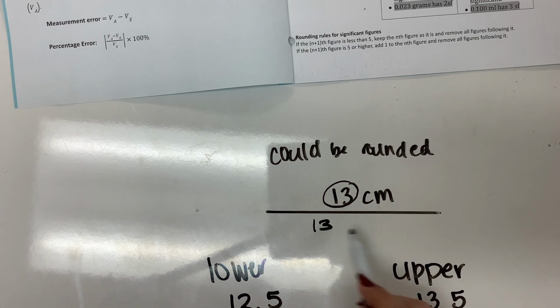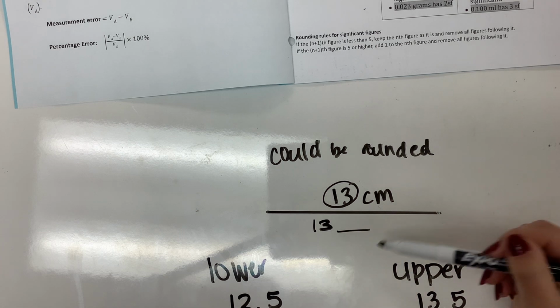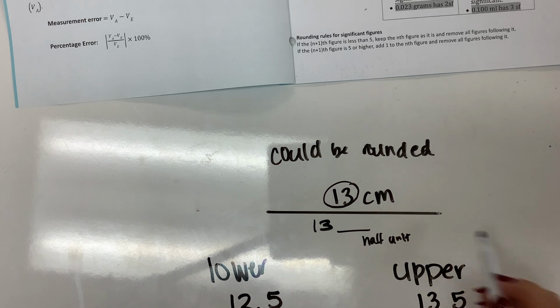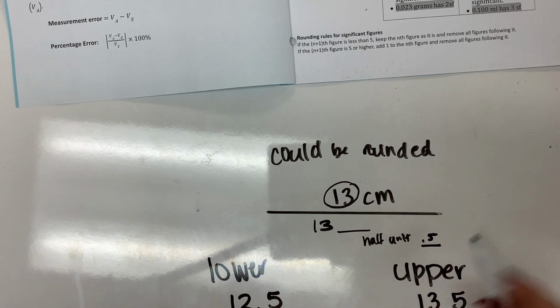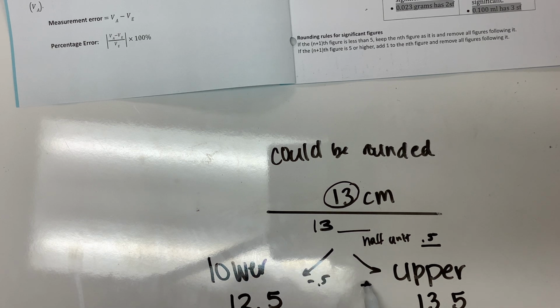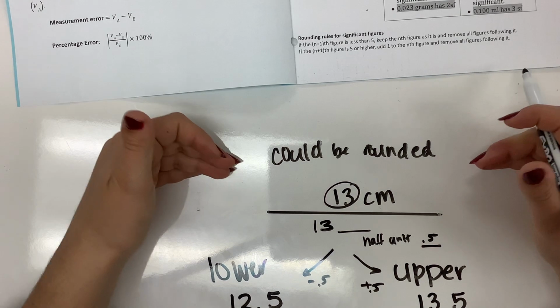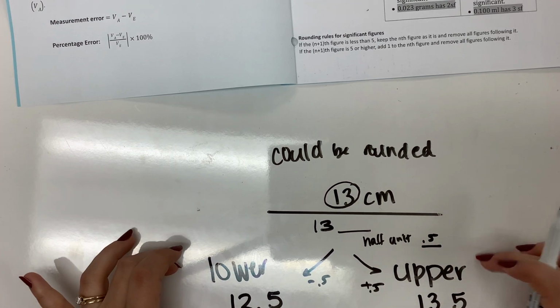You think, okay, this is 13. What's my next half unit lower than that? In this case, it would be 0.5 of a centimeter. So you subtract 0.5 and you add 0.5, because where could this be rounded from? As low as this, as high as this.